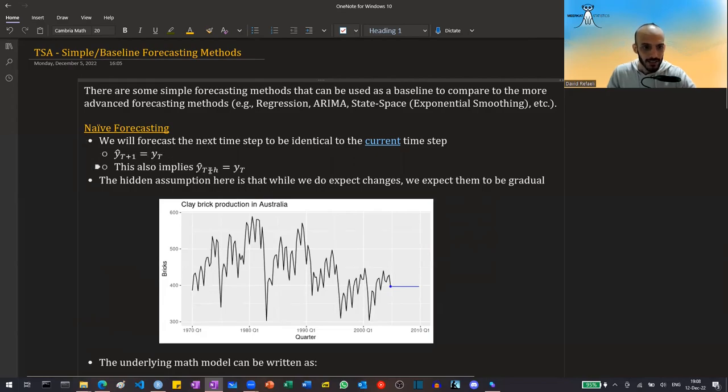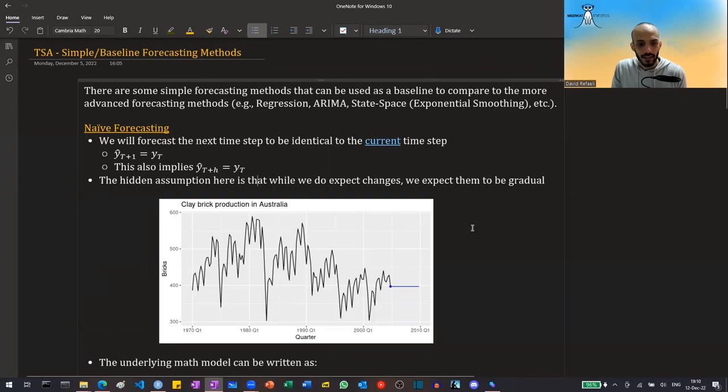But this also implies that even the forecast for h time steps ahead will be the same value as the last time step in our data, because y at T plus 1 will be y at T, and then y at T plus 2 will be y at T plus 1, which is y at T, et cetera. So the hidden assumption here is that while we do expect changes, we expect them to be gradual. We don't expect such drastic changes in the y value from one time step to the other. So if we want to say what will be the next time step value, a pretty decent forecast will be the last time step value.